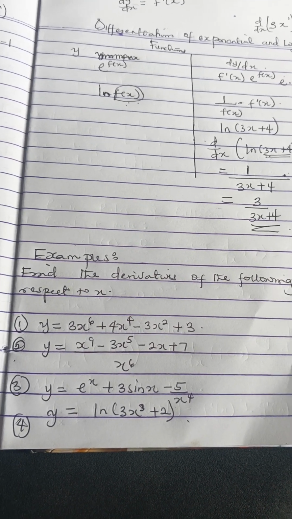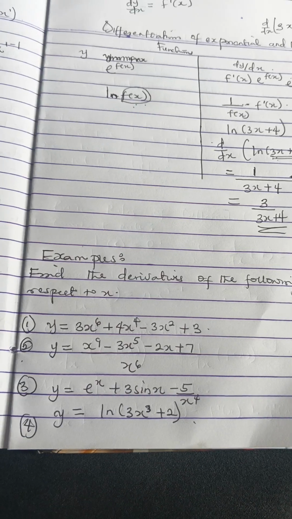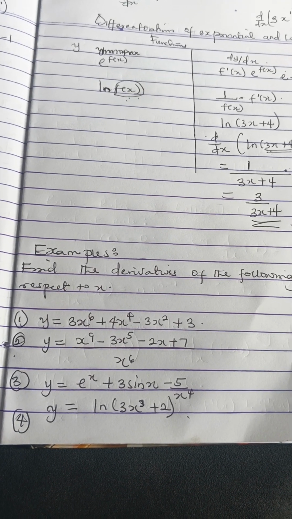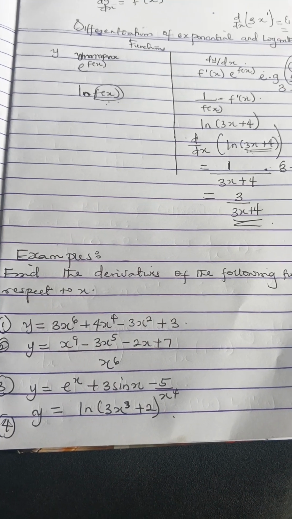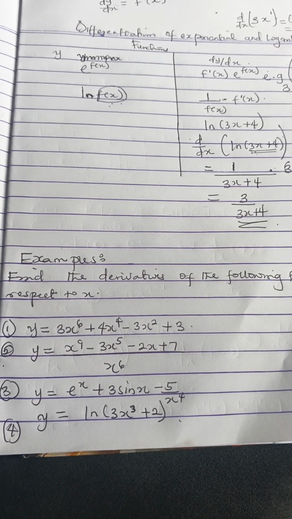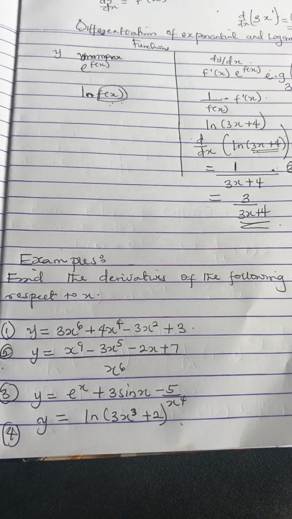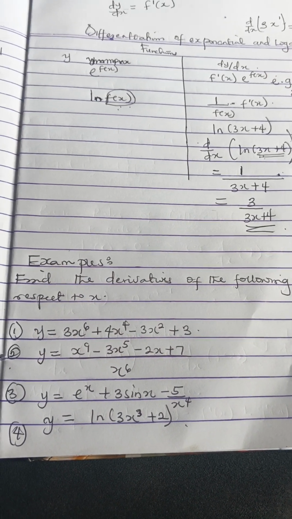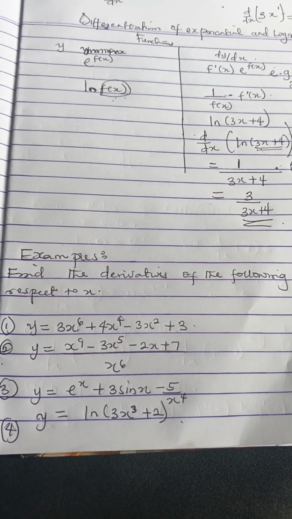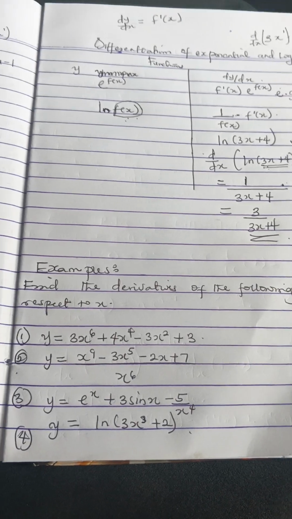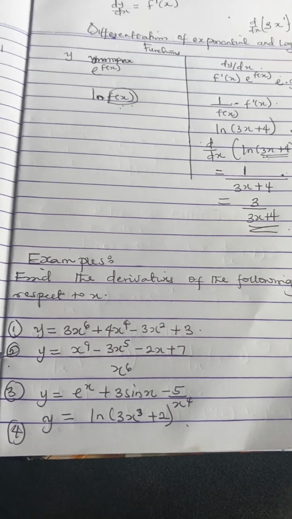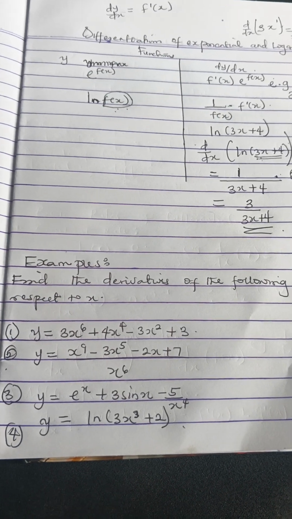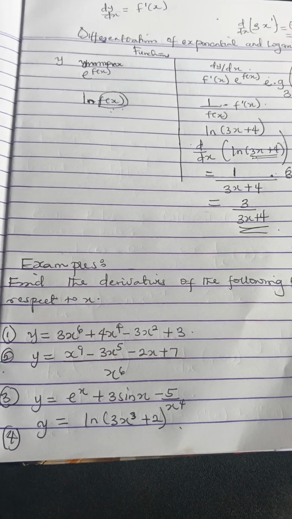So now we are going to take the examples one by one. I'm starting with y equals 3x raised to the power of 6 plus 4x raised to the power of 4 minus 3x squared plus 3. Of course, you know that in this example we'll be applying two basic rules: the basic rules of addition and subtraction, and the power rule, which I said is the general rule for differentiation.